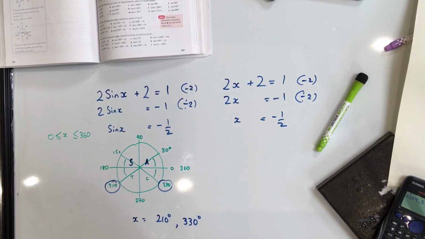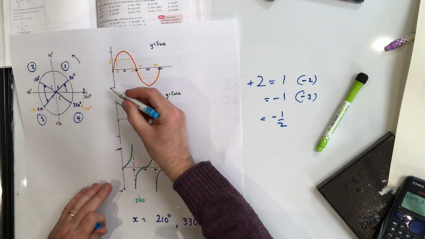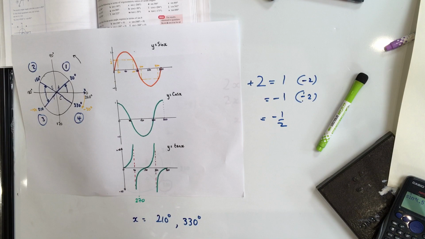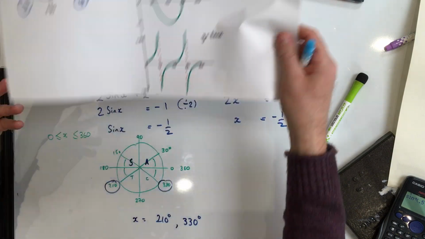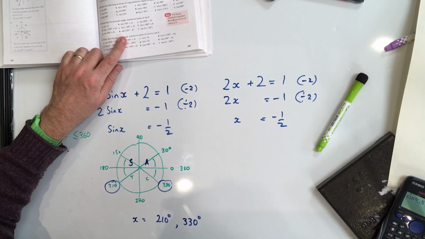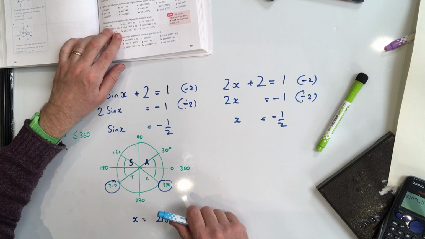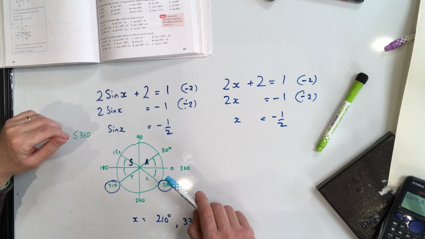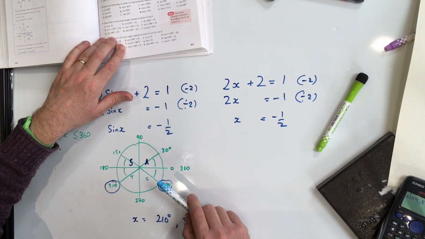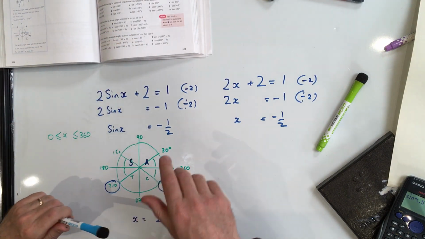There we go, okay? If you look at the diagram now, there's my minus a half, you go across, you can see it's those two values there. And that's essentially how we use the CAST wheel. Have a go at these ones here. Like I say, try and use the CAST wheel, but if you get the limits, if they're 90 or 180 or 270, do draw the little graph.